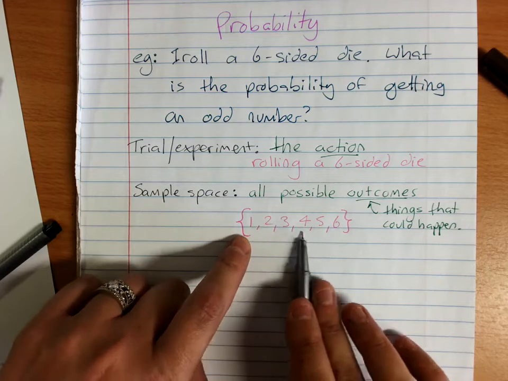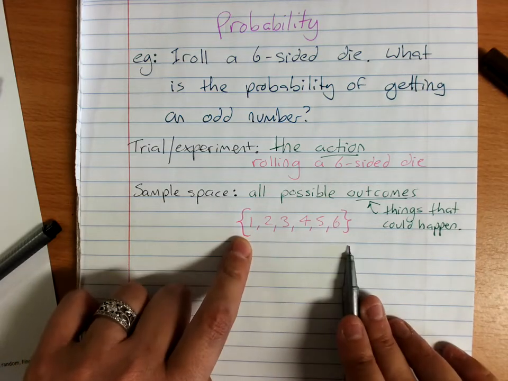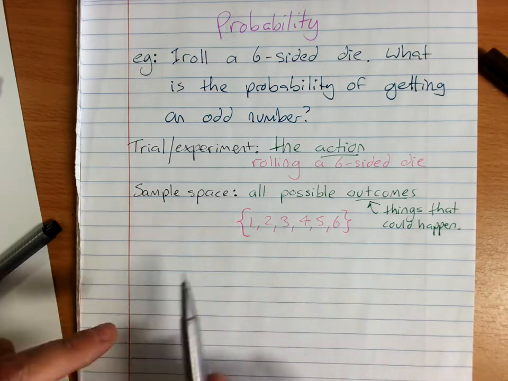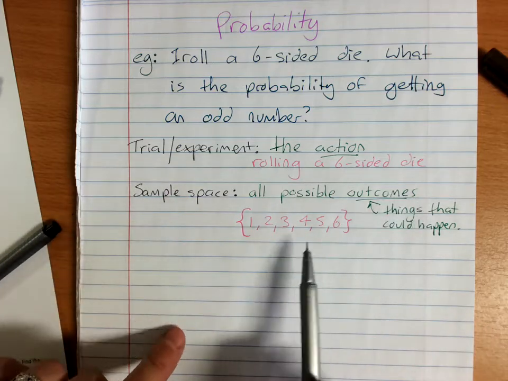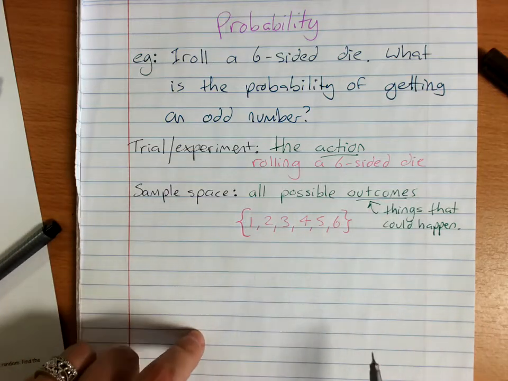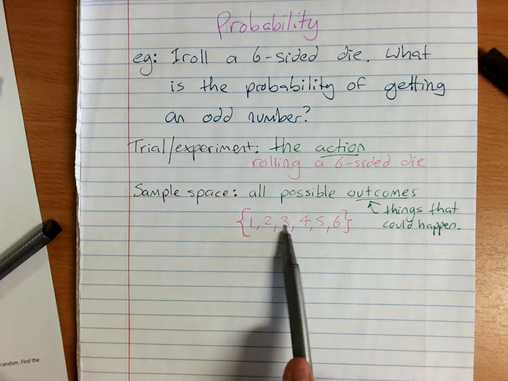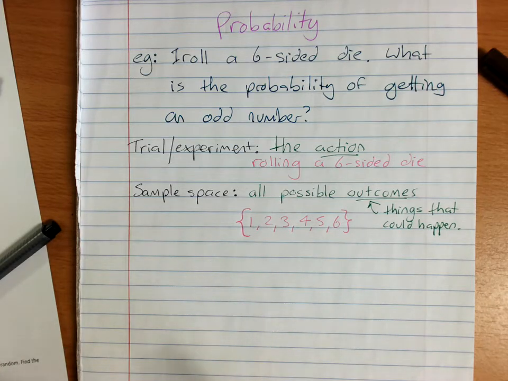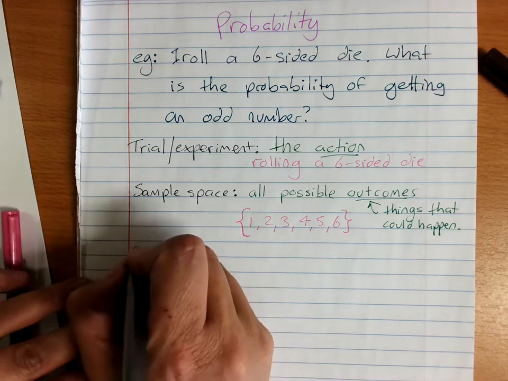So each of those are outcomes, things that could happen, and all the possible outcomes is the sample space. The sample space also shows me how many outcomes there are, because the number of things in here is the number of outcomes. So there's 6 outcomes here. The next thing is the event.